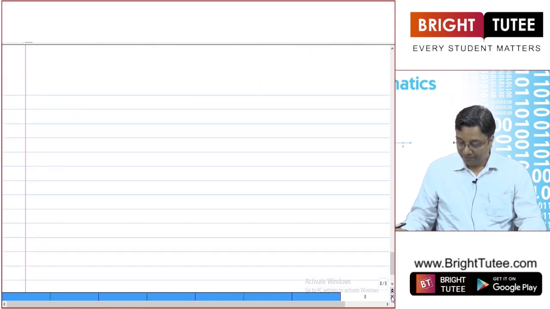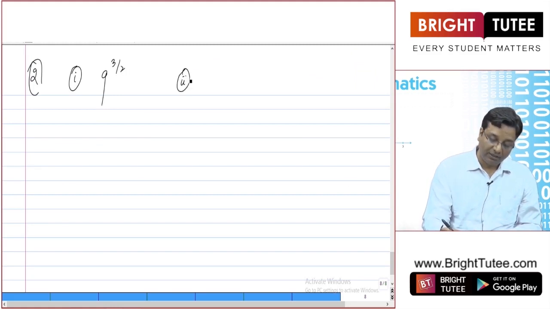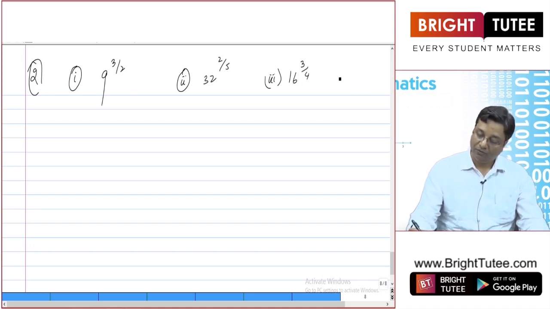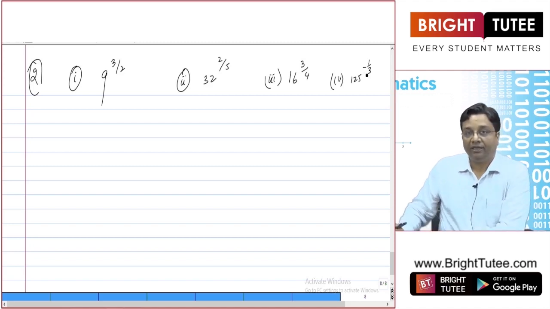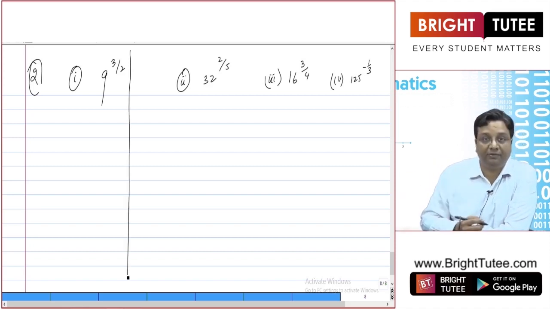Let us look at the next one. Question number 2. Here I will solve 9 raised to power 3 by 2, 32 raised to power 2 by 5, and the third one will be 16 raised to power 3 by 4, and there is one more, fourth part, 125 raised to negative 1 by 3. Okay, and we know how to deal with negative parts. So let us start with the first one, which is an easier one.